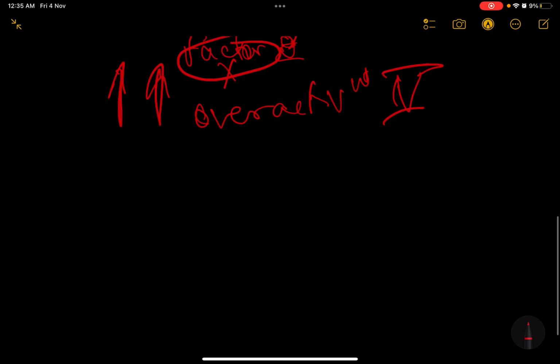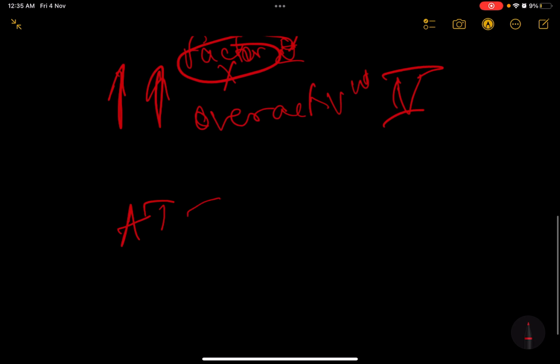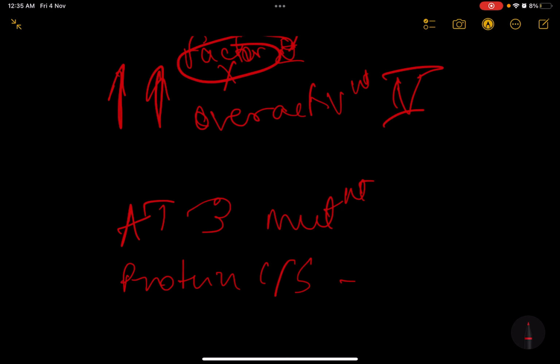Okay, so it can be due to factor 5, it can be due to antithrombin 3 mutation, where antithrombin 3 is not actually functioning to inhibit the coagulation cascade. And then it can also be due to protein C, protein S deficiency. Protein C and protein S are very important proteins that are secreted by the liver, and they keep the coagulation cascade in check.